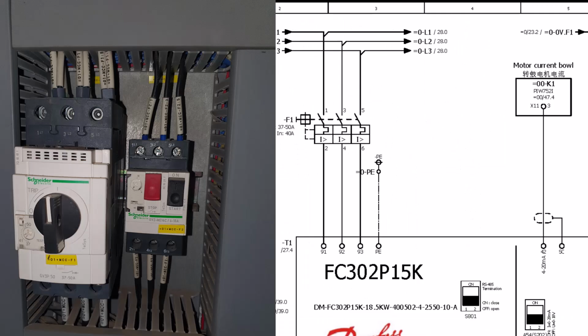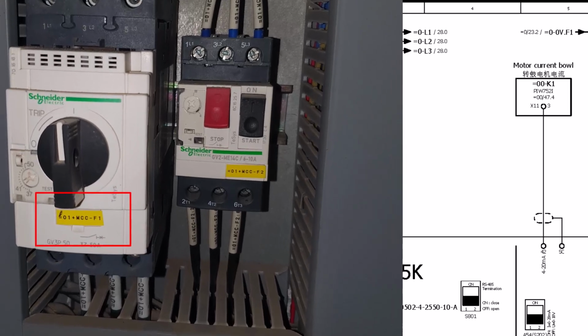Here you can see the same tag after combining the title block information with the component identification tag, that is 01 plus MCC-F1. I hope with the help of the drawing, you are able to identify the panel components easily.